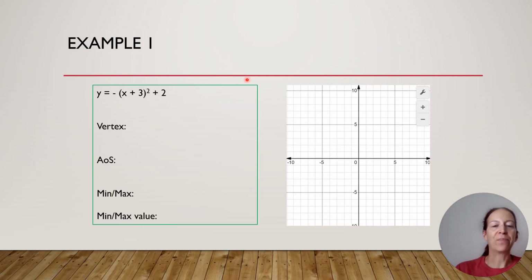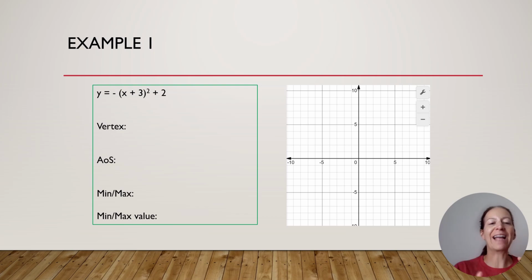Let's do an example. Here we have a lovely example: y equals negative (x plus 3) all squared, plus 2. You can notice how I said that. I put the word "all" in there, and that indicates the presence of the parentheses. So negative, and there's a pause when we say it: negative (x plus 3) all squared plus 2.